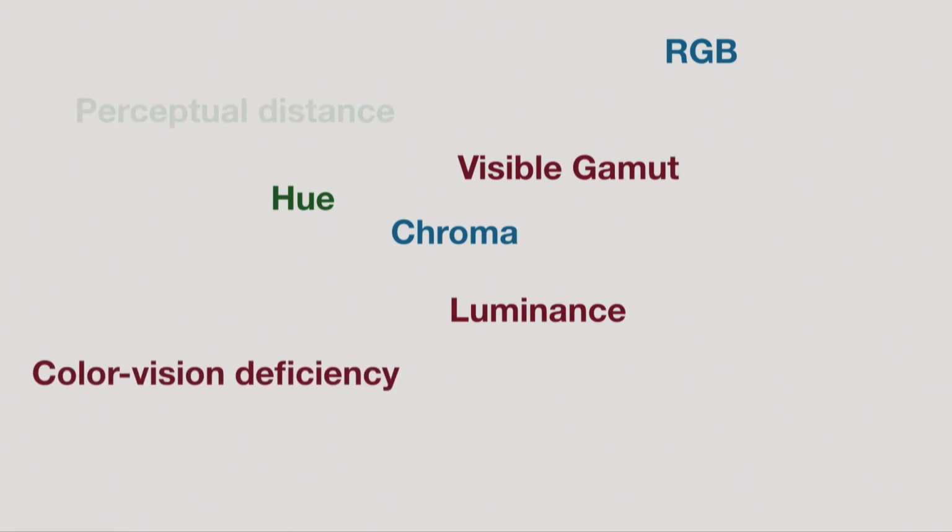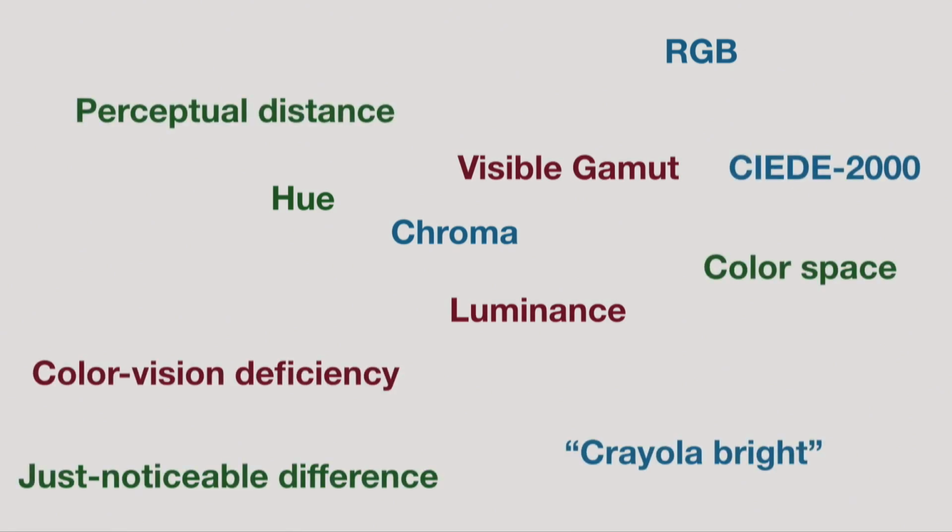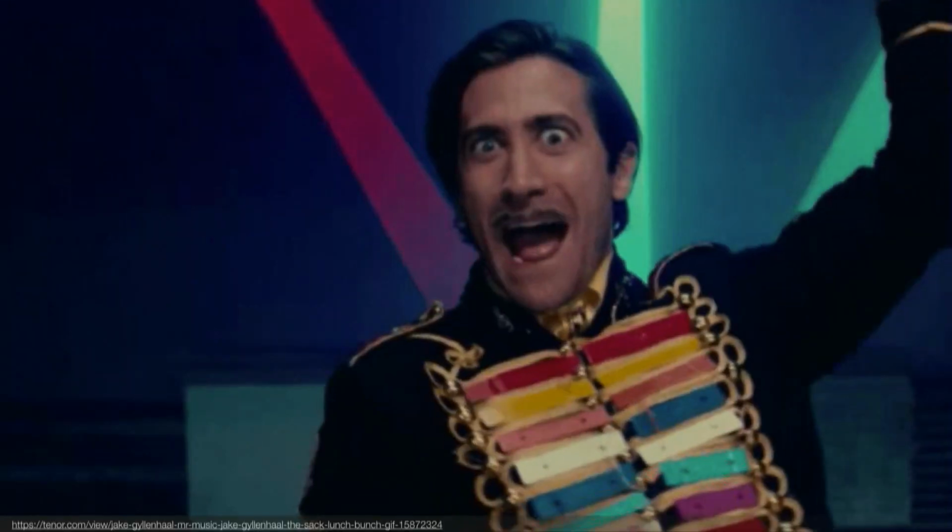For instance, we start with RGB, hue, chroma, luminance, visible gamut, color vision deficiency, perceptual distance. It just goes on, and each of these are super interesting rabbit holes that Haley and I found ourselves lost in. It makes for great fun, and at times, I think we felt like this guy.